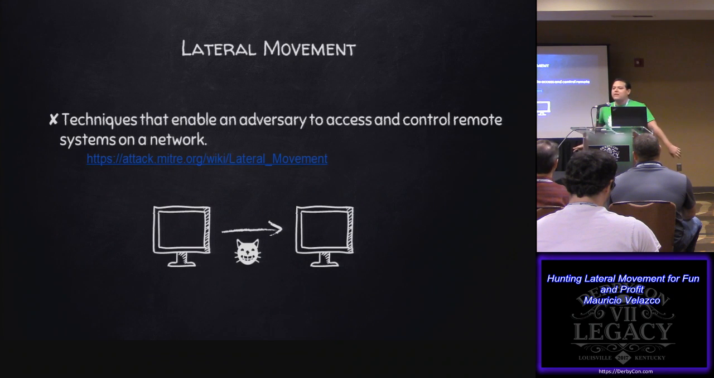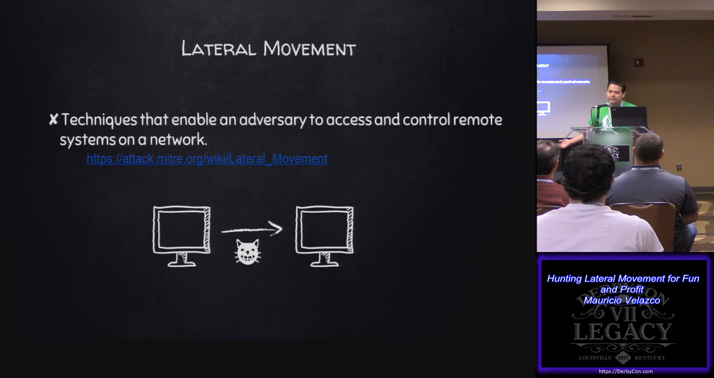So let's define lateral movement. Once an attacker has a foothold on your environment, either through a server-side attack or a client-side attack, or it really doesn't matter, once they have that initial foothold, lateral movement are the techniques that enable the adversary to access and control systems on a network, right? I took this from MITRE, awesome resource. So the premise is there's an initial foothold, and then lateral movement are techniques that enable this attacker to move around the network and look for the information that they want to go after.